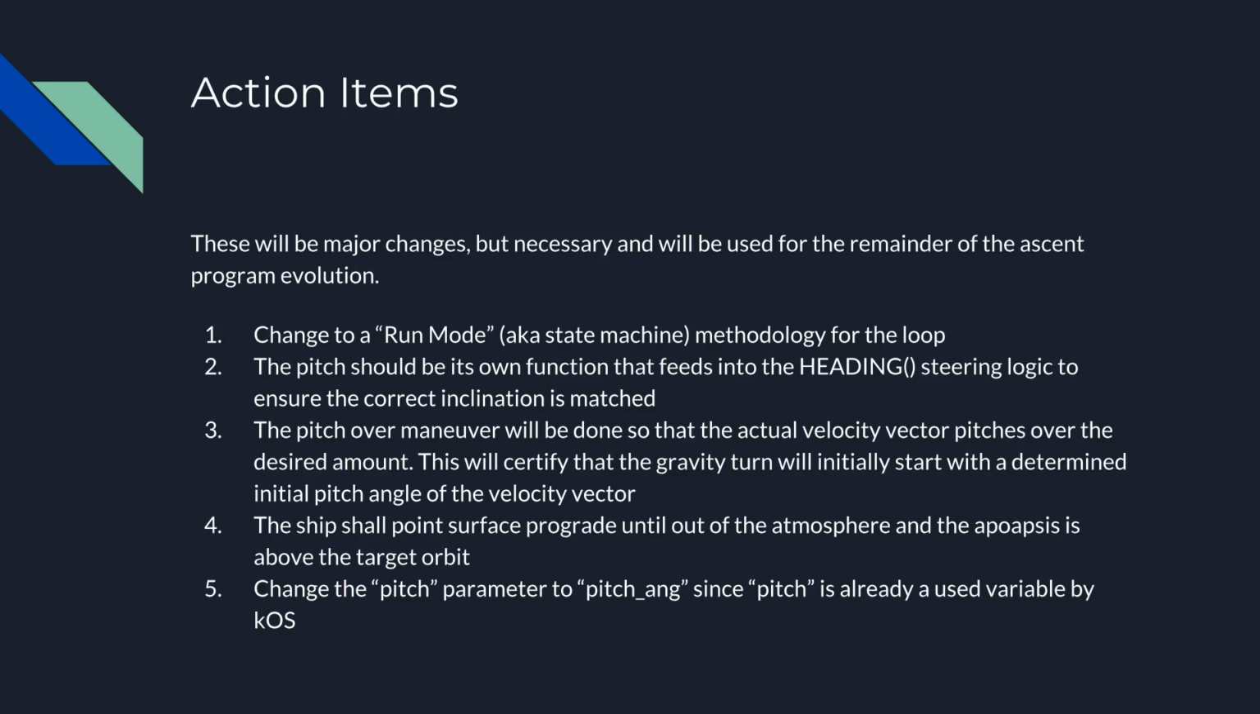The first thing is run modes. Run modes are essentially a state machine methodology. It's making your program do certain things at different states, right? So, for example, a video game equivalent would be if you press the crouch button, you're now in a crouch mode. So whenever you're moving, you're going to be slow.